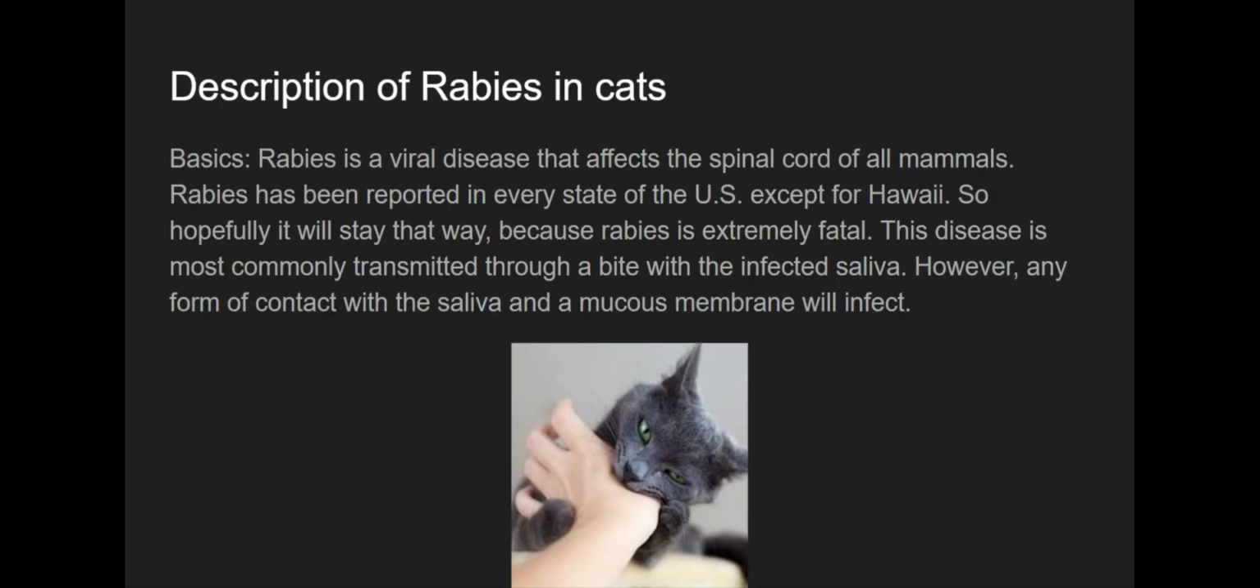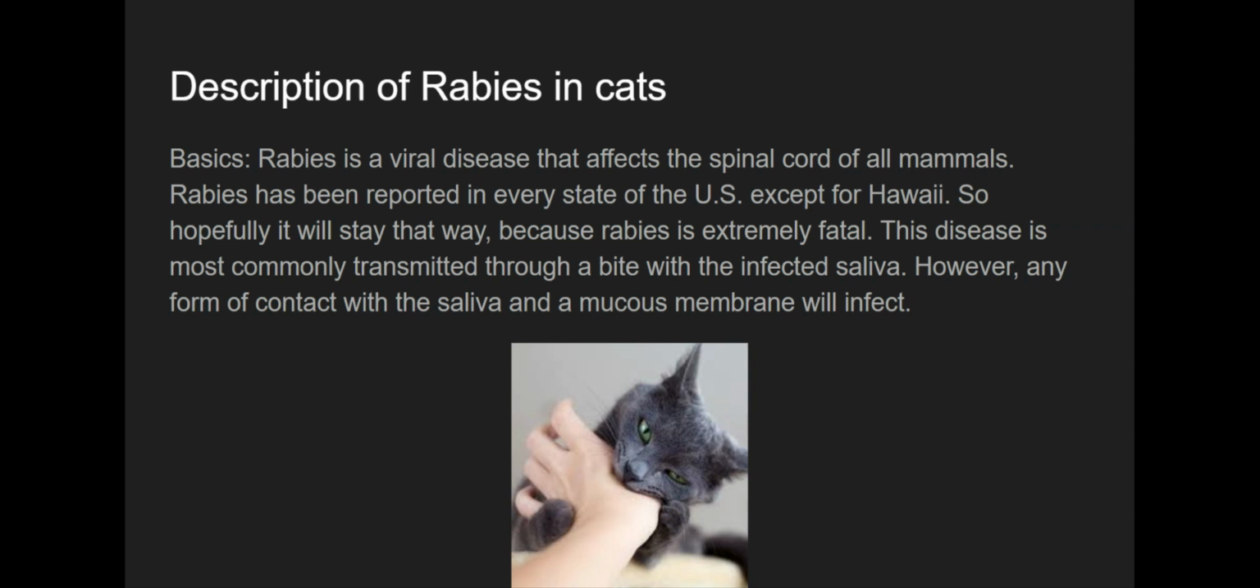Starting off, we're going to go over what rabies is, what it does. Rabies is a viral disease that affects the spinal cord and brain of all mammals. Rabies has been reported in every state in the U.S. except for Hawaii, so it's good for us. Hopefully, it stays that way.